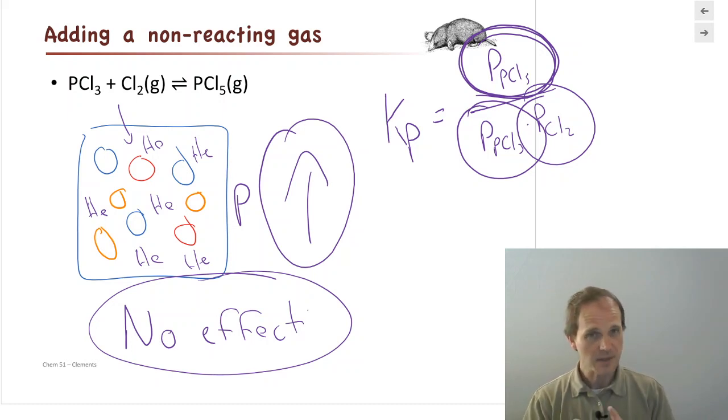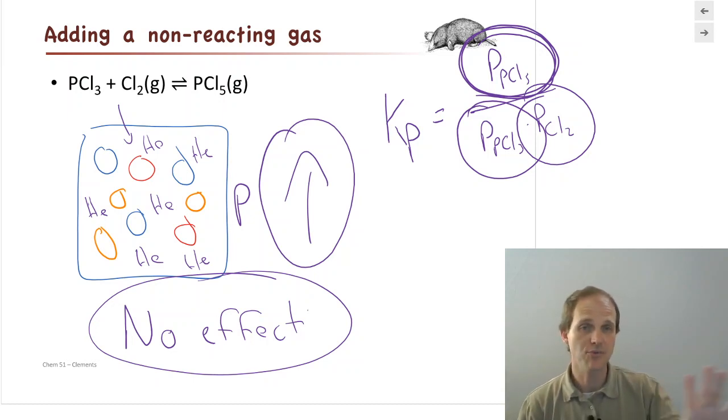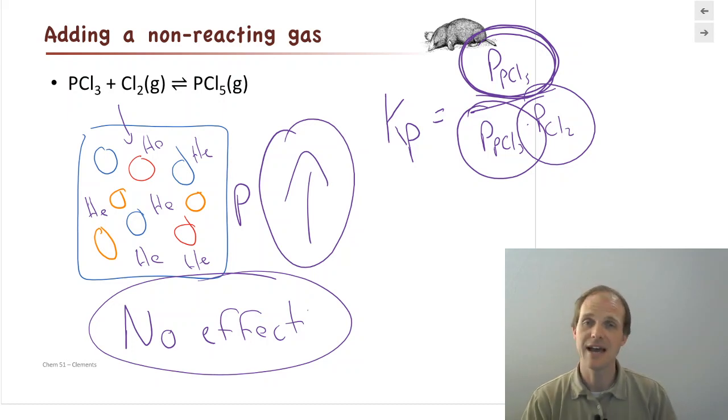All right. So what's kind of the take home there? Adding a non-reacting gas, no effect. Changing the pressure by changing volume is going to have an effect, because changing the pressure by changing volume changes concentration. It always comes back to looking at your K. Is this stress that I'm doing going to affect my K value? If so, then it's going to affect my equilibrium. If not, then it's not.